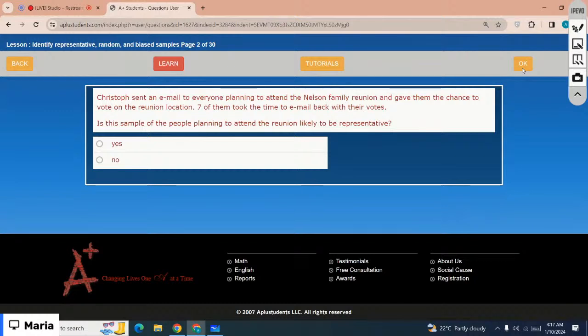Okay, the next one is Christophe sent an email to everyone planning to attend the Nelson family reunion and gave them the chance to vote on the reunion location. Seven of them took the time to email back with their votes. Is this sample of the people planning to attend the reunion likely to be representative? Which is the correct option?